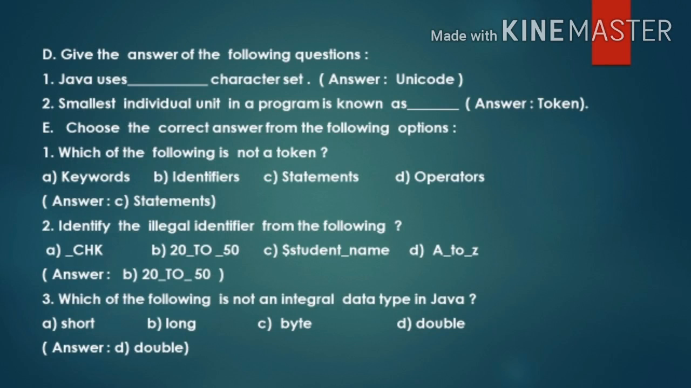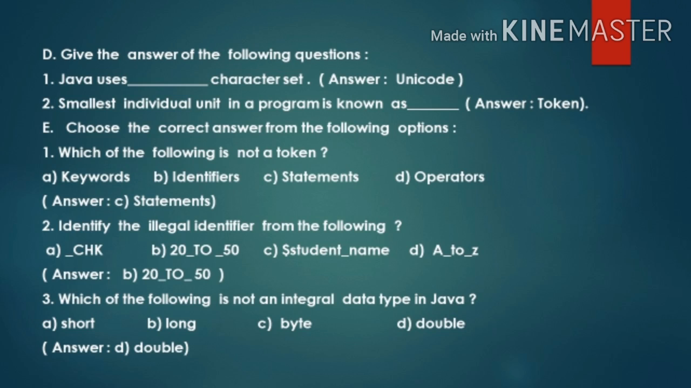Question D. Give the answer of the following questions. Question number 1. Java uses dash character set. The answer is Unicode character set. Number 2. The smallest individual unit in a program is known as dash. Answer is token.